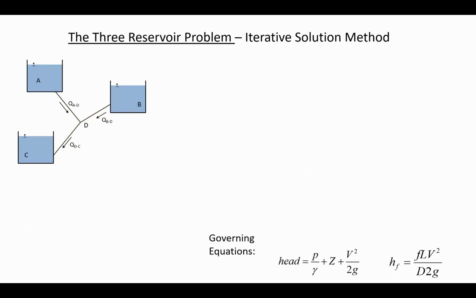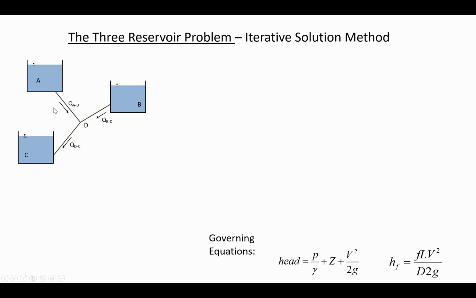So our method on an iterative basis is going to use these governing equations. Our definition of head is just another word for energy, but it's measured with units of length. Because pressure is divided by gamma, the pressure head would have units of meters in SI units, and feet in traditional units. Elevation likewise has units of length. Velocity head, v squared divided by 2g, also ends up with units of length.